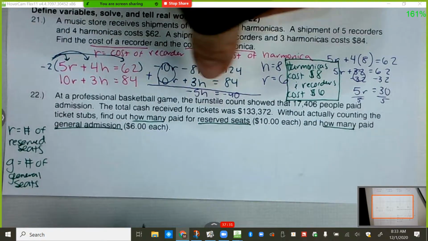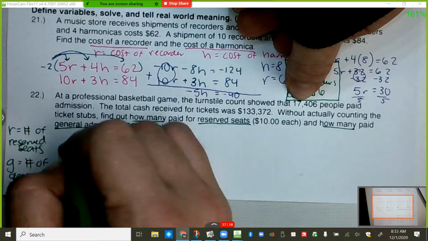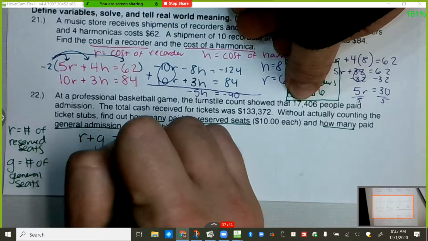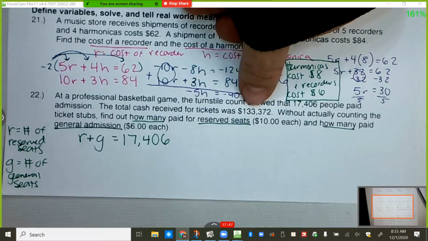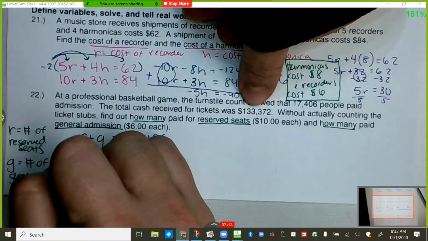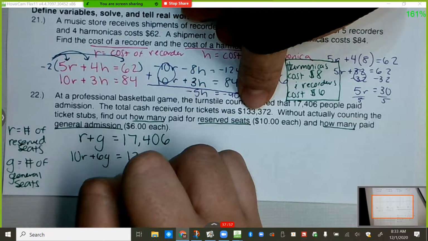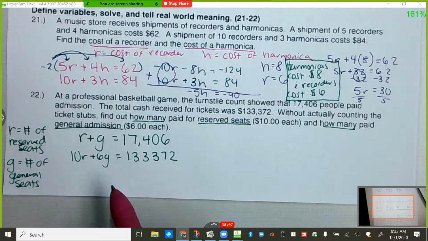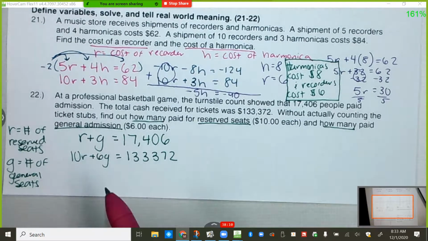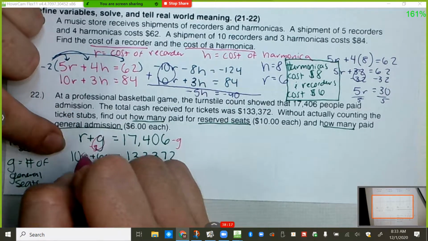So knowing that, it says the total is 17,406. Well, I know R represents total, G represents total. So total plus total equals total. Now I know money is $10 for reserve, so 10R plus 6G equals 133,372. So money plus money equals money. So again, I think elimination, technically you could do substitution if you wanted. We'll do substitution strictly because, change it up. So I could just subtract G from both sides, and I get R equals this. So I'm going to replace it here.